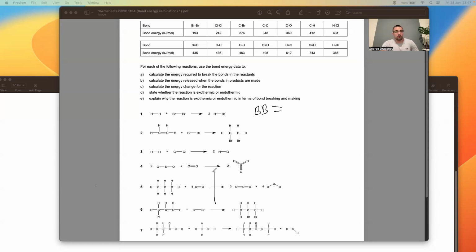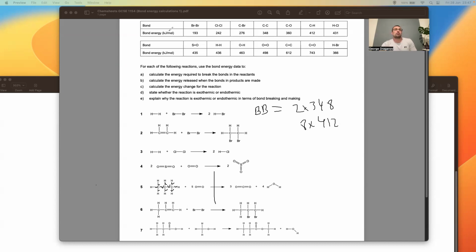When you do it, what you should aim to do is tick off each bond as you do it. So for example, 1, 2, there's 2 carbon-carbon bonds. So I'm going to write 2 times 348. Then I'm going to go 1, 2, 3, 4, 5, 6, 7, 8. I'm going to write 8 times CH, which is 412.